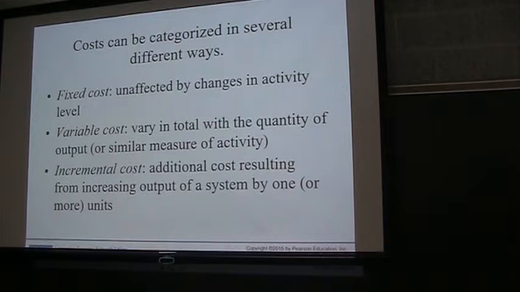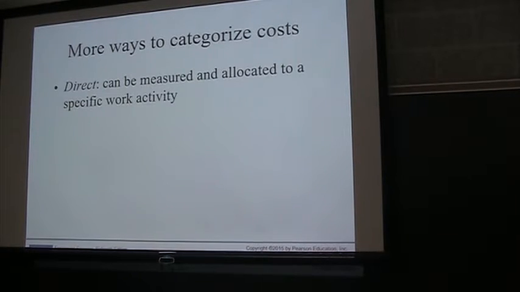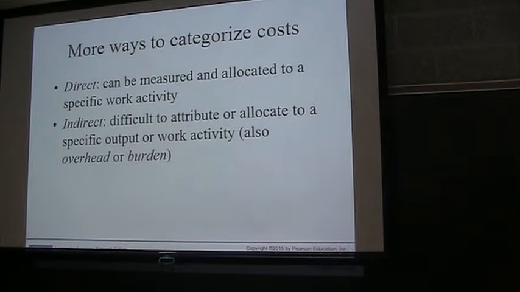Now, fixed costs and variable costs can fall under a couple different categories. For example, we have direct costs and indirect costs. Direct costs can be measured as allocated to a specific work activity. That's different from indirect costs; overhead is what you more think of, and we tend to call that indirect costs. So the direct costs are directly related to the project. The indirect costs are the overhead.